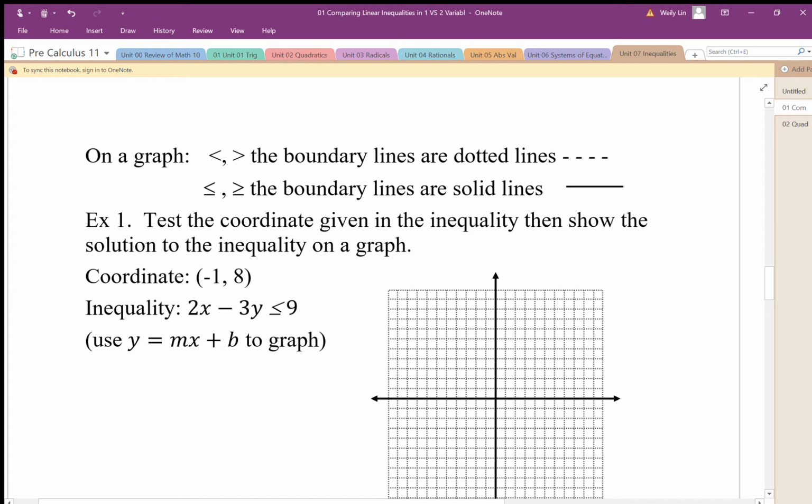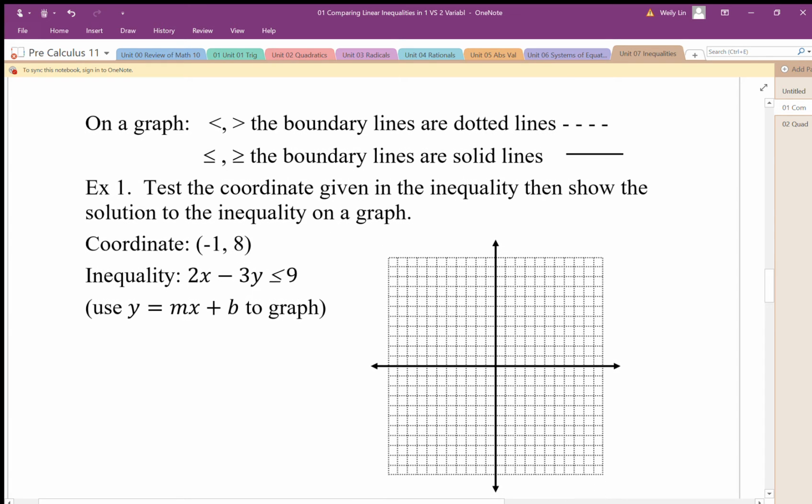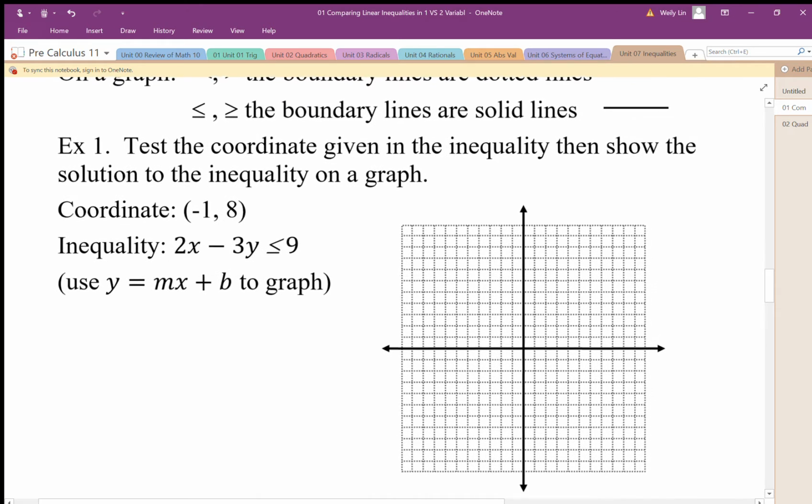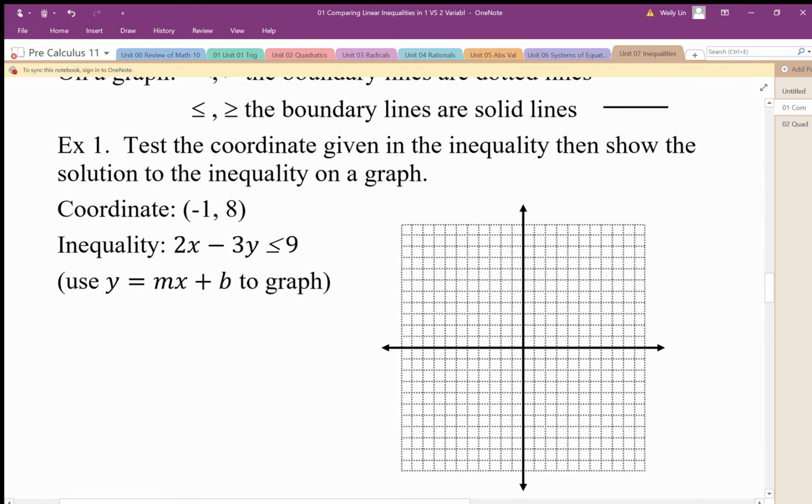On a graph, on a two-dimensional solution, we're going to differentiate the equal to with a dotted line and a solid line. The solid line means we include the boundary equal, and the dotted line means we are not including the boundary line equal. So the way we do this is we're going to just graph the relationship. Here we have our inequality, 2x minus 3y is less than 9, and we're going to graph this.